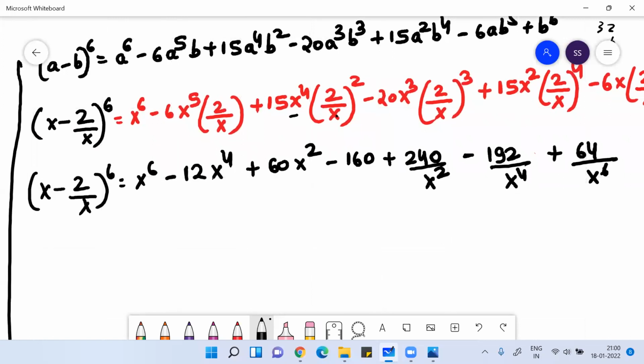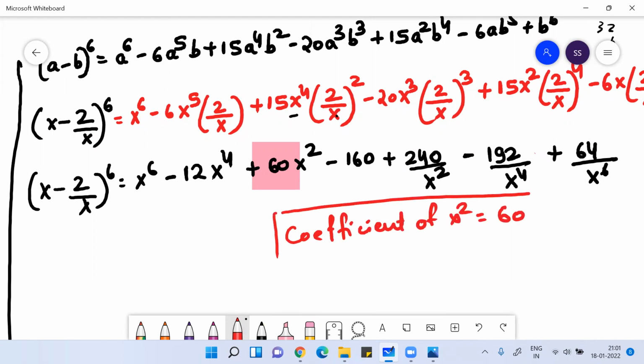So you just need to focus on what? You need to focus on the coefficient of x square. What is the coefficient of x square here? The coefficient of x square here is 60.